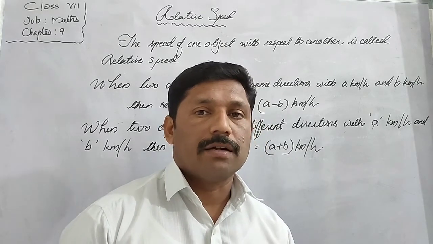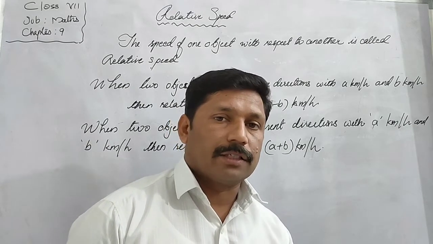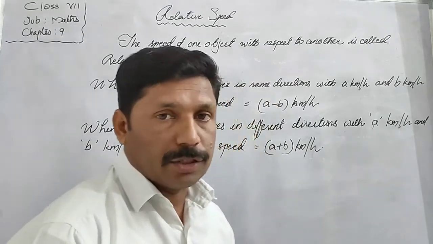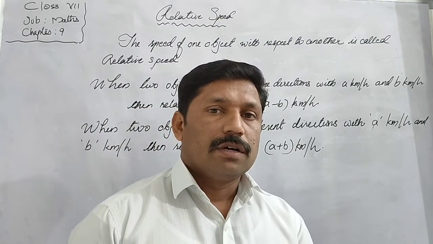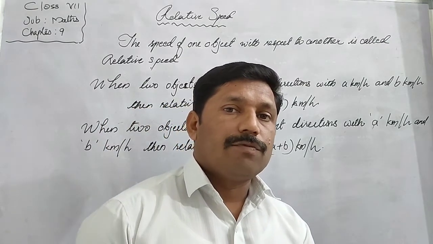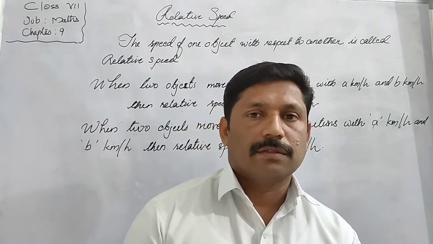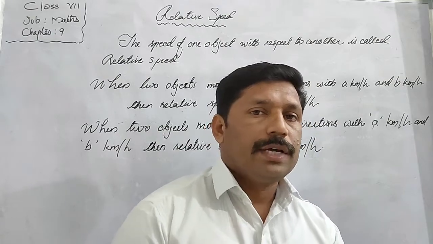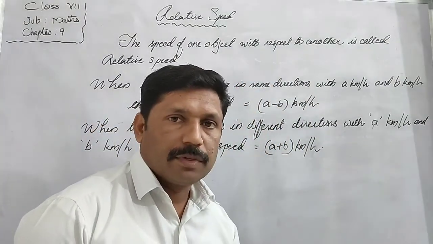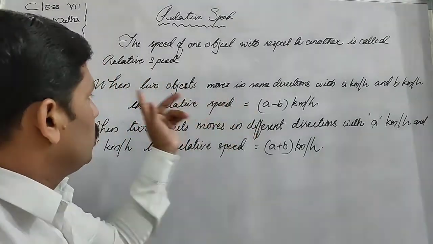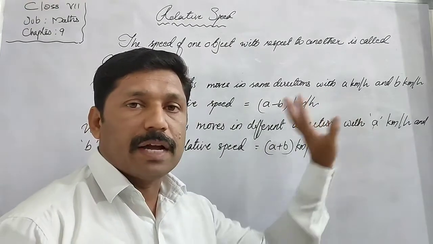Suppose two trains are running in the same direction, or they can be in different directions. We compare the speed of both trains; that is called relative speed. So here, if both objects are moving in the same direction, the relative speed is calculated by taking the difference of the speed of those two objects.